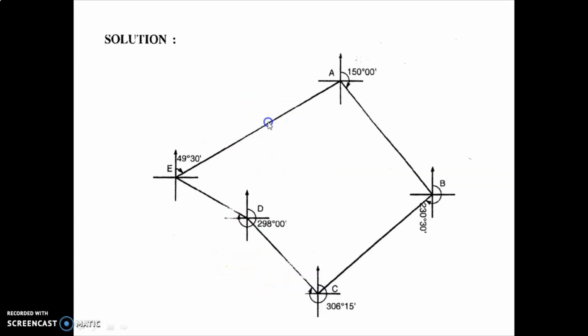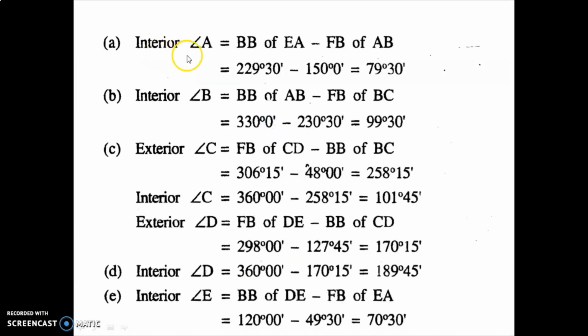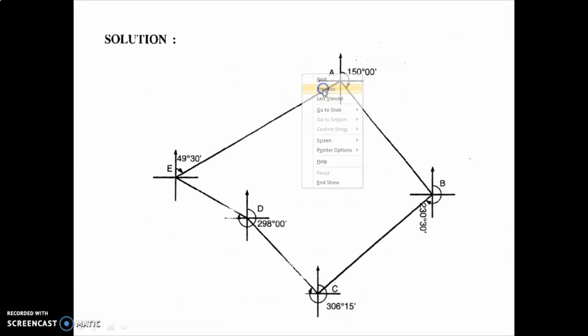Once you complete your traverse, you have to calculate the angles. Same way, angle A is equal to backbearing of EA minus forebearing of AB. So 229 degree 30 minute minus 150 degree 0 minute, and you will get 79 degree 30 minute. You can see the figure with 229 degree and 150 degree. You will get the angle inside the traverse.